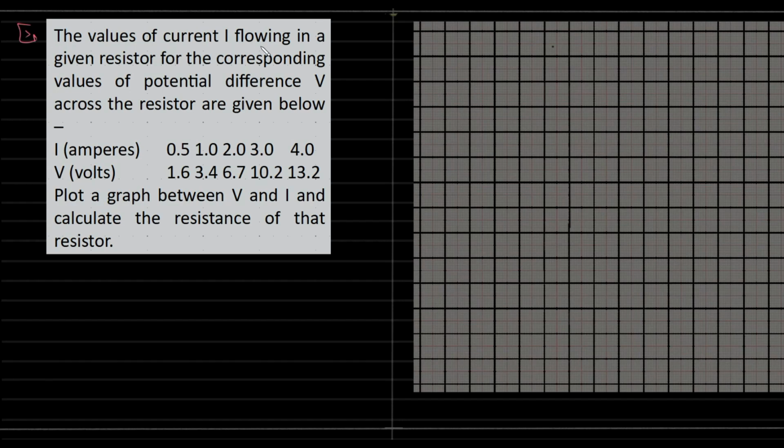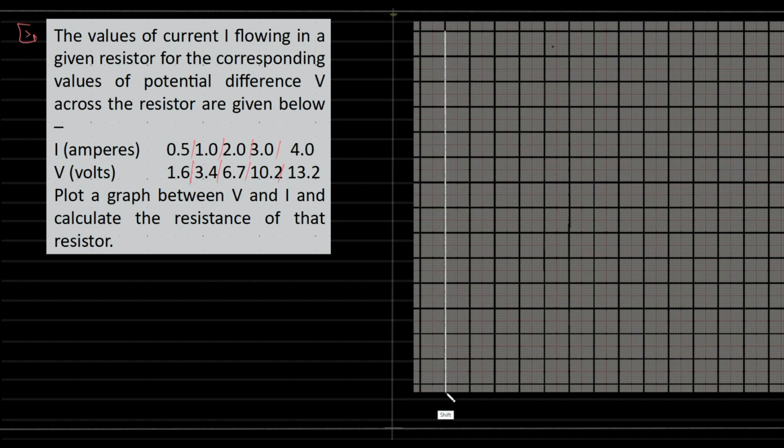The value of current I flowing in a given resistor for the corresponding value of potential difference V across the resistance are given below. So basically they're telling us they had done a practical wherein they measured the current when they gave this set of values for voltage. So these are different values of voltage, and this is your different current during that time. They're asking us to plot a graph between V and I and calculate the resistance. So this is to do with Ohm's law practicals.